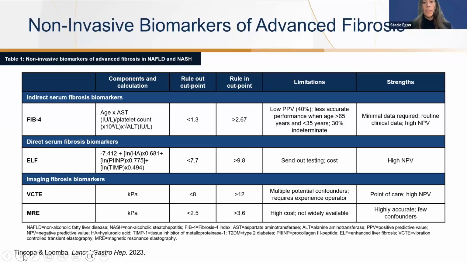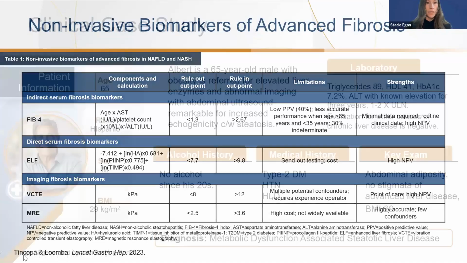If your patient isn't appropriate for a FibroScan, or you have some indeterminate results from your other non-invasive tests, you can always get an MRE. It does cost more money. It's not as widely available, but it is highly accurate and a really great way to look at fibrosis in the liver.